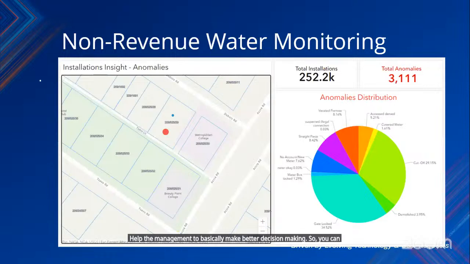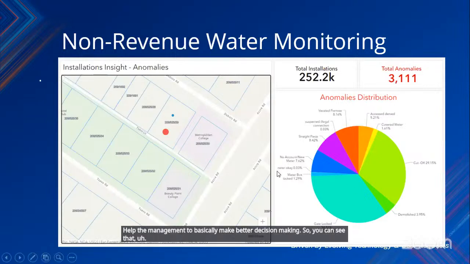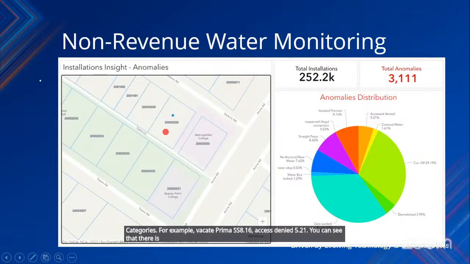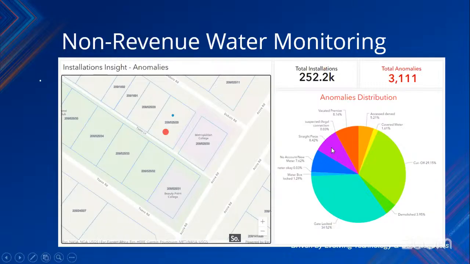You can see that we have collected all the anomalies and given the distribution, like how those anomalies are distributed among the various categories. For example, vacated premises 8.16, access denied 5.21. You can see that there is a gate lock with 34.52% of anomalies. So in order to reduce the anomalies, they need to find a solution for this gate lock.